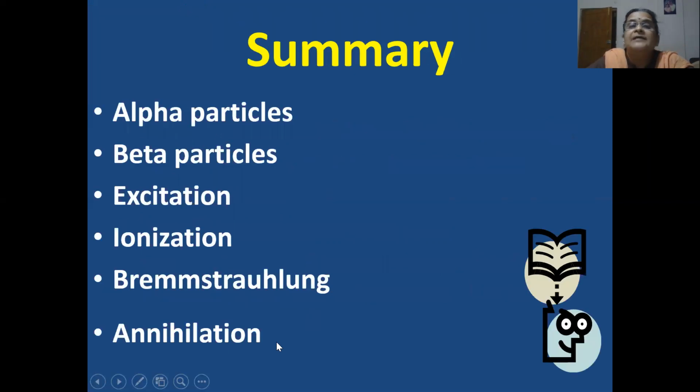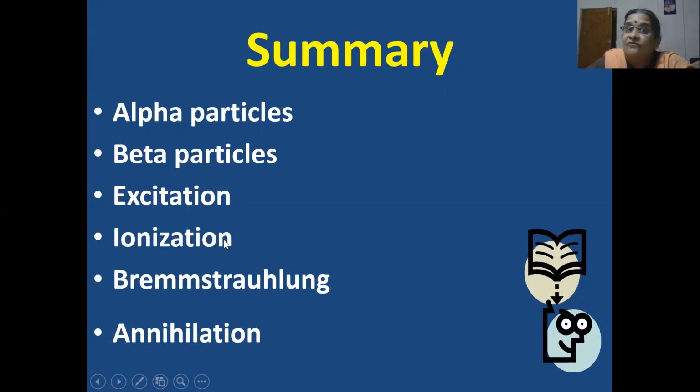Now, let me summarize what we have seen. The positively charged alpha particles, equivalent to the helium nucleus; the positively and negatively charged beta plus positron and beta minus negatron, equivalent to the orbital electrons, are the nuclear radiations. Excitation is one of the methods of interaction of these radiations with the matter.